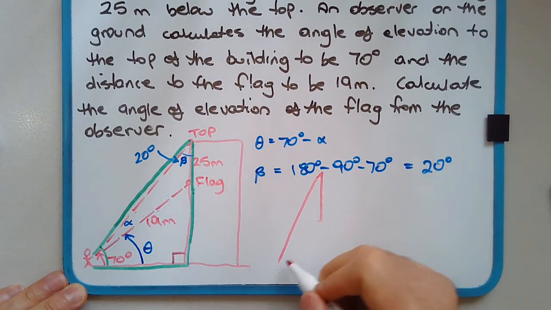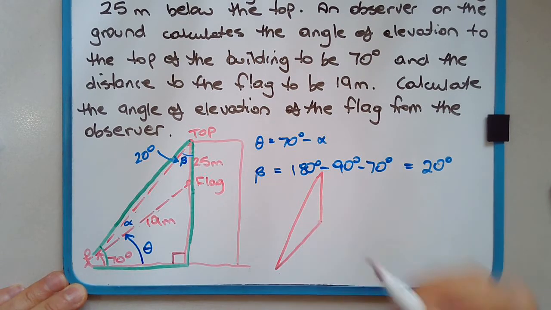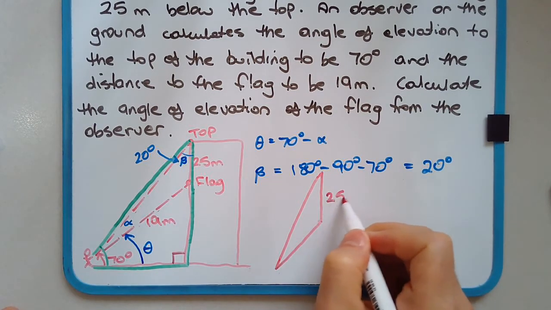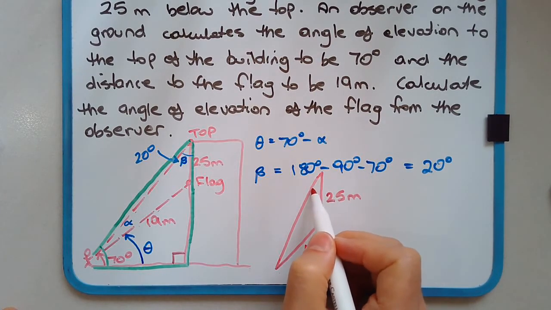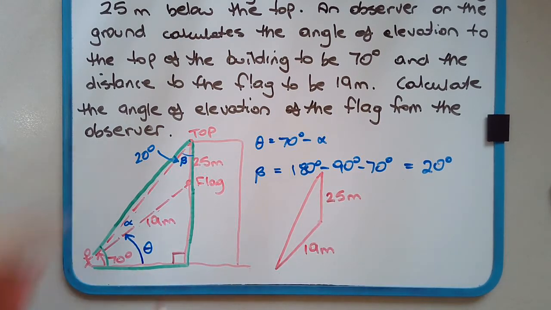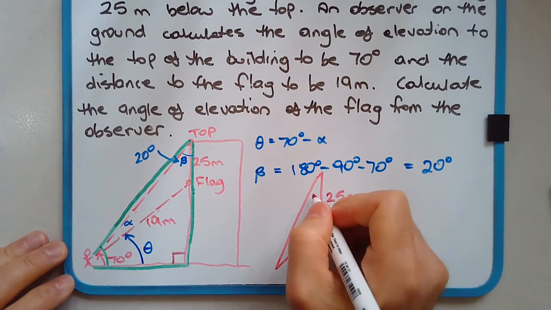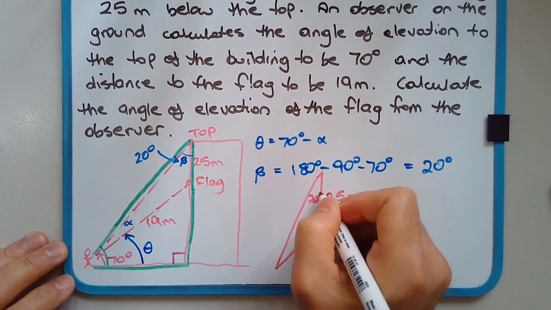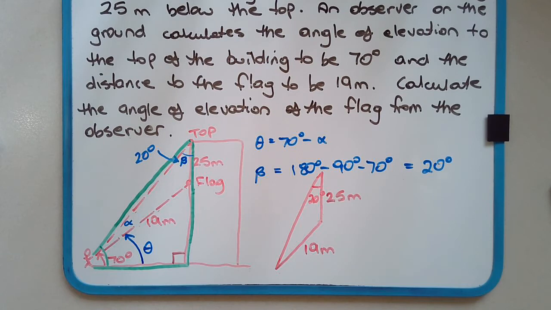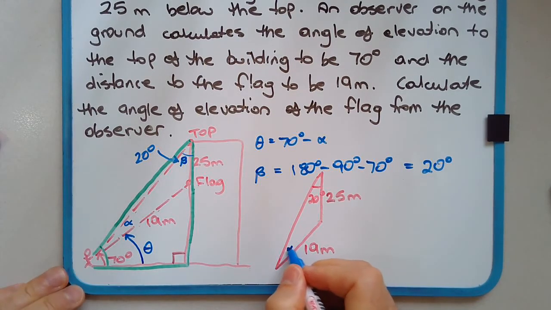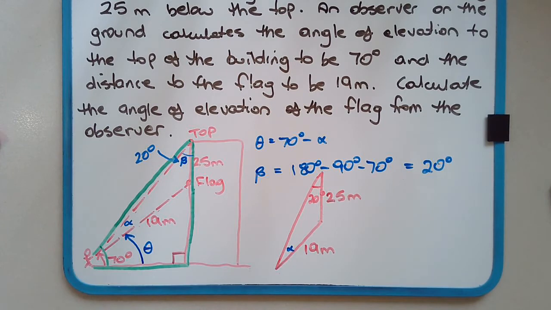So I'll just do that. Here we go. That's 25 meters. This is 19 meters. We have now found this angle here, this angle here is 20 degrees. We can now use the sine rule to find our angle alpha. So let's do that.